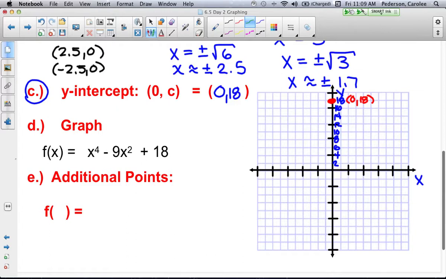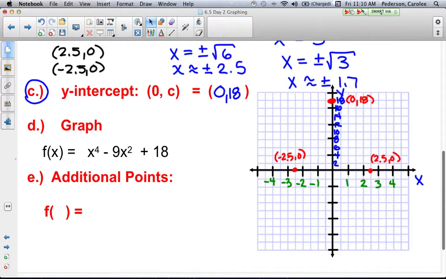Or in this case, we're pretty scrunched up, so I'm going to scale this 1, 2, 3, 4, negative 1, negative 2, negative 3, negative 4. So it's not so tight together. And then we have 2.5, so over 2.5, up 0. And then left 2.5, up 0. So let's label those points, 2.5, comma 0, negative 2.5, comma 0.